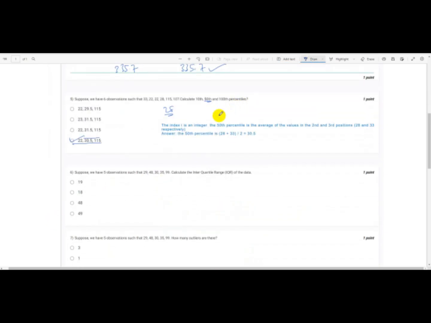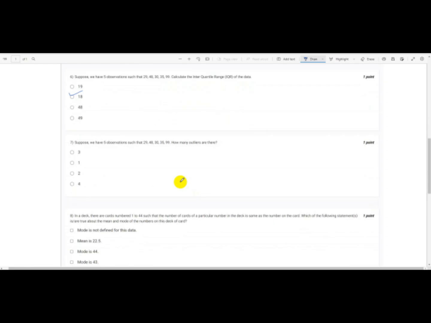Now the sixth question answer is 18. The seventh question asks how many outliers there are. We observed the outlier to be 99. We got 99 as our outlier. Therefore, there is one outlier.